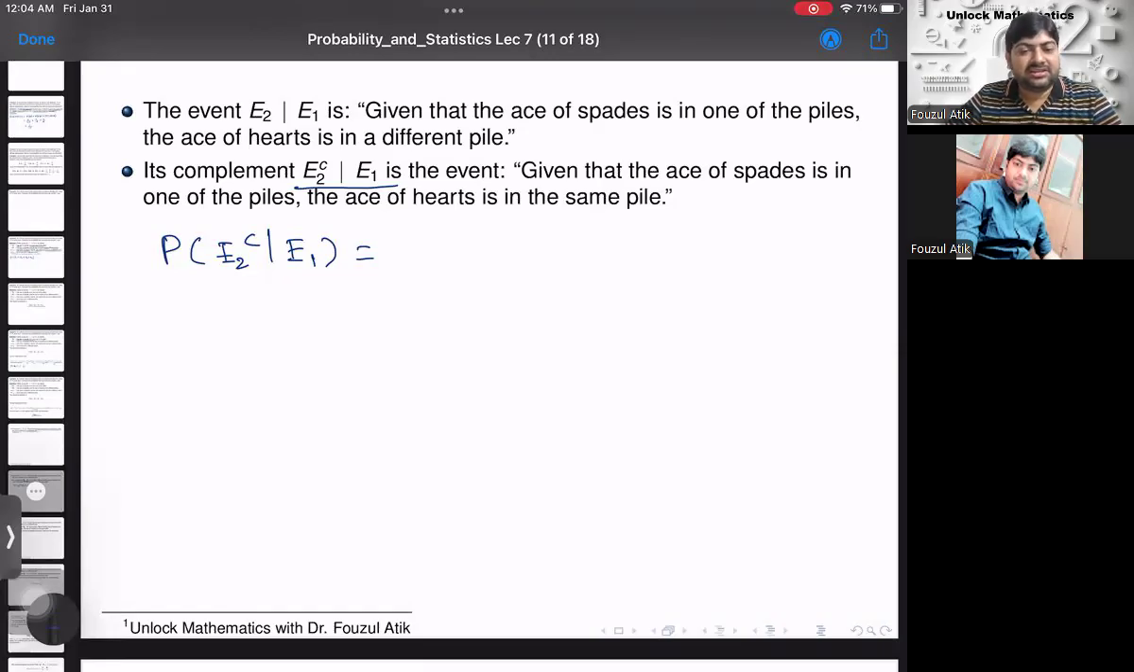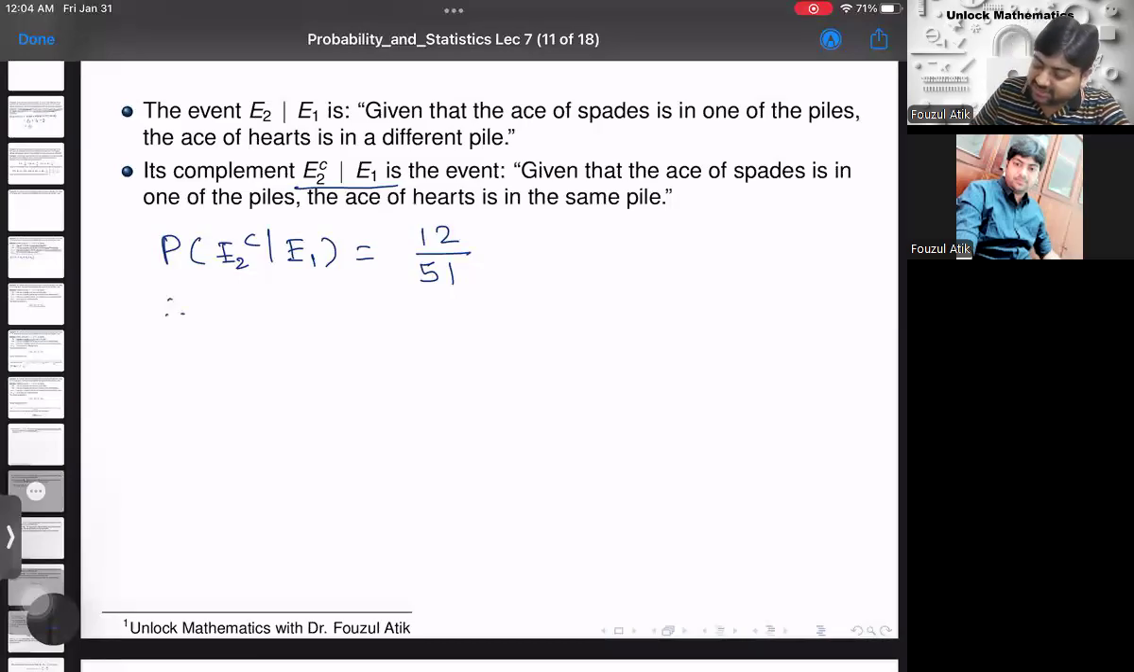And in the standard deck of 52 cards, one is already given to the pile where the ace of spade is. So 51 cards are remaining. So what is the probability of E2 complement given E1? It is 12 by 51, because we have 12 remaining choices, and among them one should be the ace of heart. So 12C1 divided by 51C1, since 51 cards are remaining in the standard deck. So it is 12 by 51.